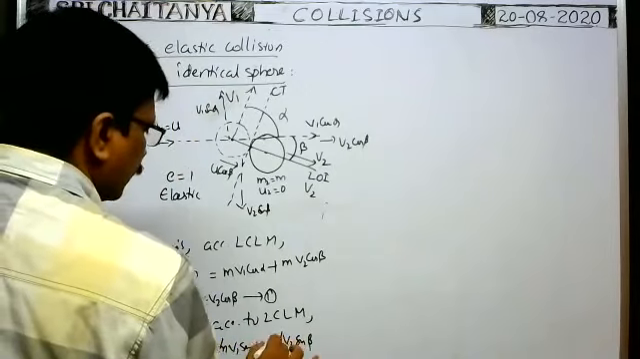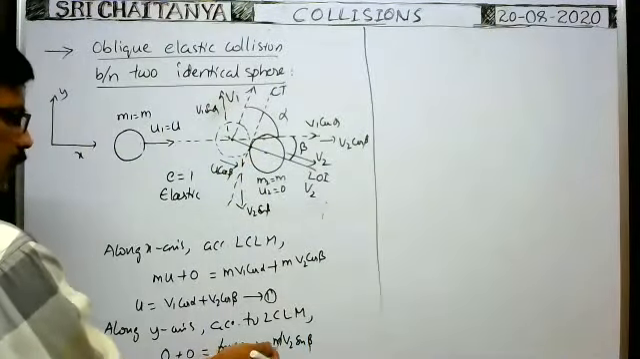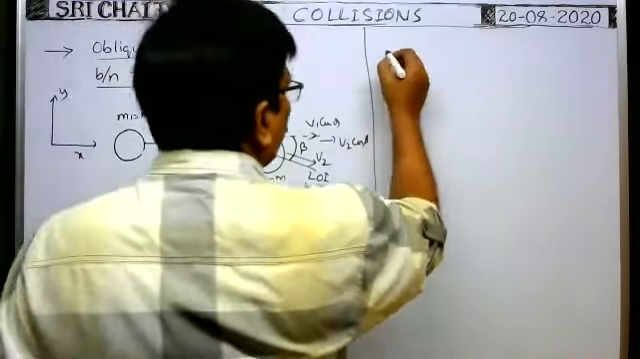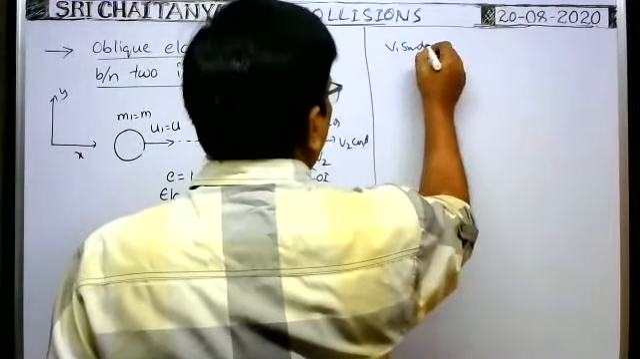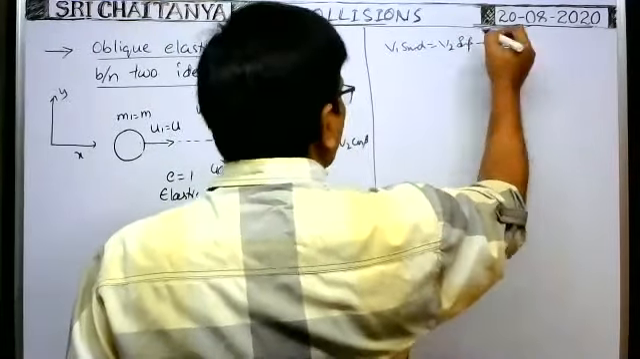Here m can be cancelled. Then we can write v1 sin alpha is equal to v2 sin beta. So v1 sin alpha is equal to v2 sin beta. This is one more relation we have.